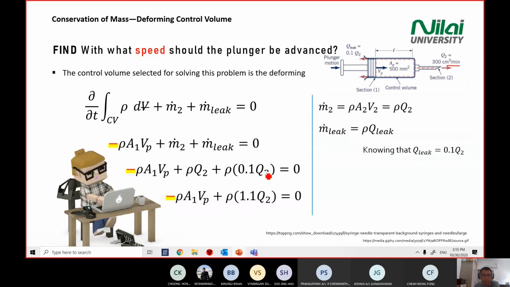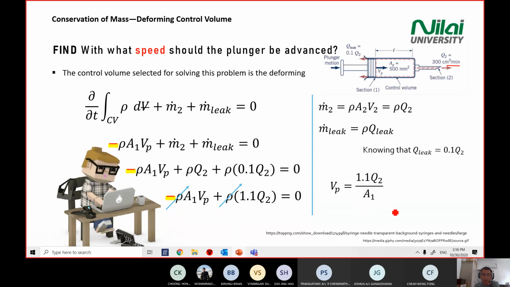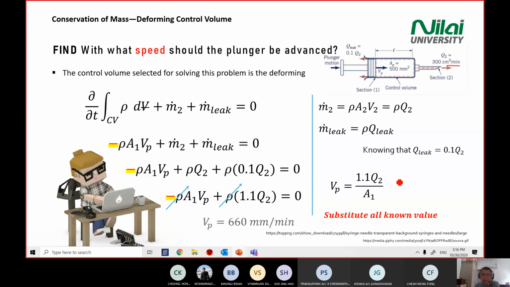All right. We combine these two and rearrange. So you have 1.1 Q2 here, taking out the rho. At the end, your Vp, your plunger velocity, is equal to 1.1 Q2 divided by A1. Right, substitute all the known values. Be careful with the SI unit. You change everything there. So straight away I give you the expected answer. So this one is 660 mm per minute.